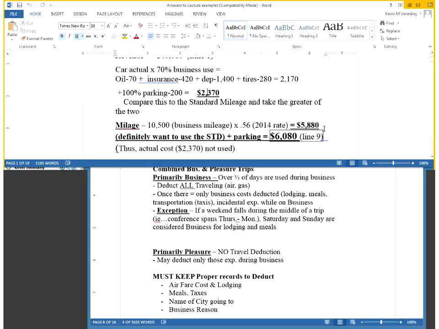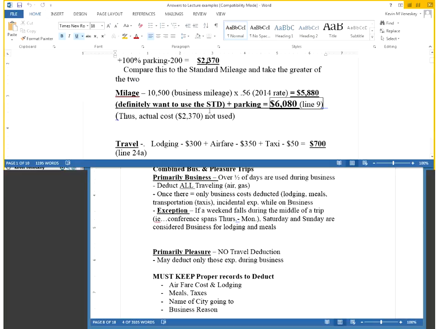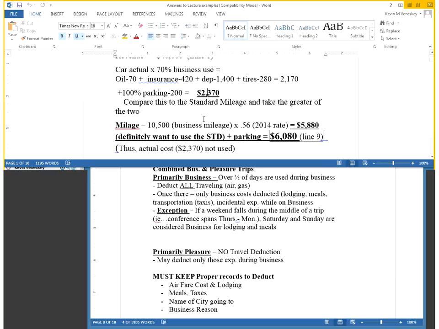$58.80, and then we can add in the parking. So we would put on line 9 of our car and truck expenses, not both of them added together by any means, but just the $6,080 as a car and truck expense. So with that $23.70, we wouldn't even need to keep those receipts in the future. Just keep track of your miles and your total miles.